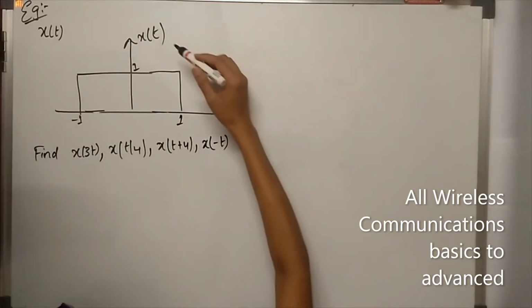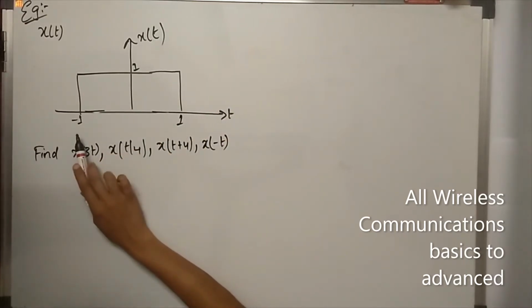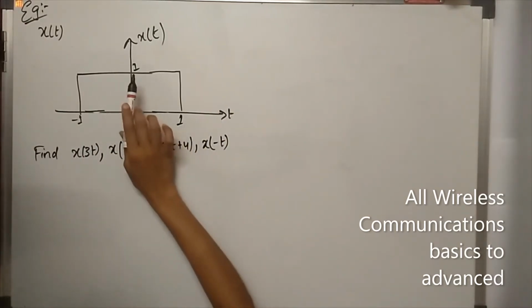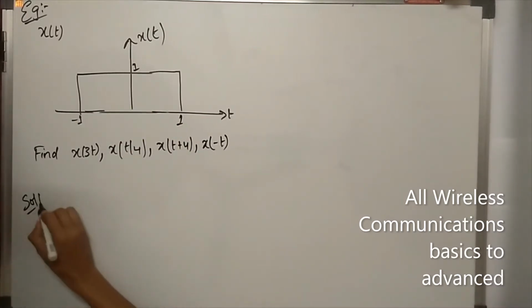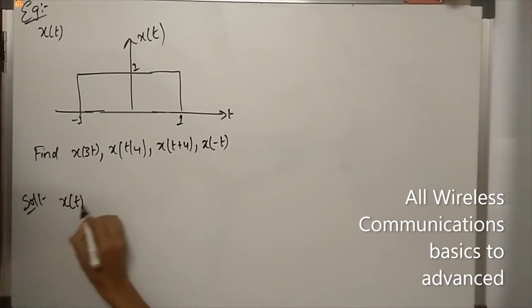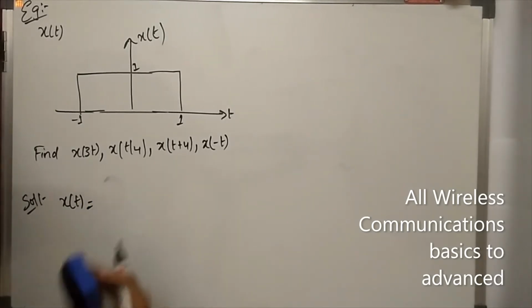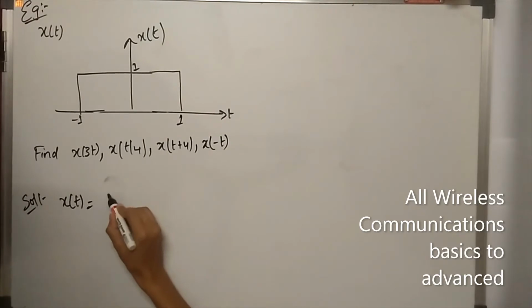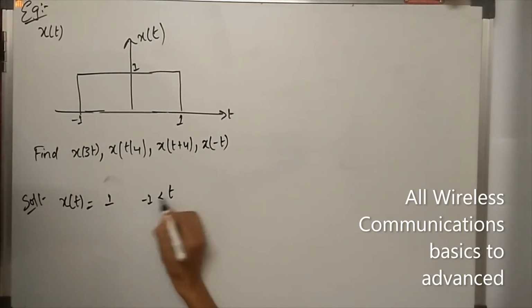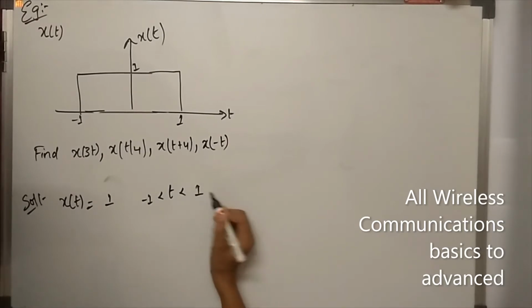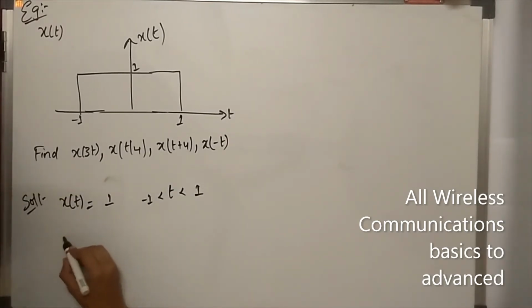Let's take an example, x of t, which is defined between the interval -1 to +1, whose amplitude is 1. So just define x of t. I know this amplitude is 1. So x of t is 1 for t greater than -1 and less than 1. Now first we will find x of 3t.